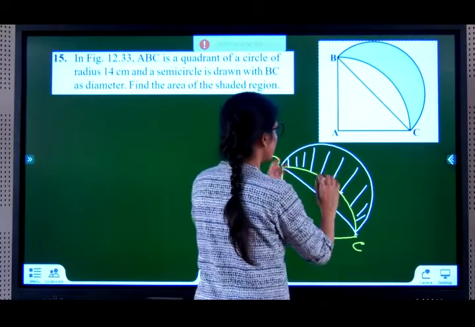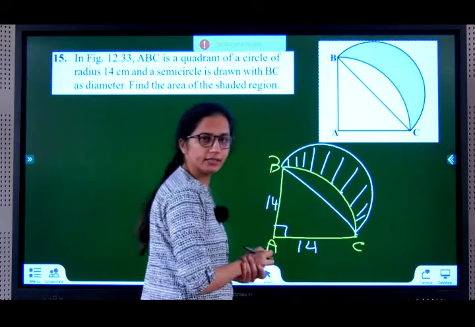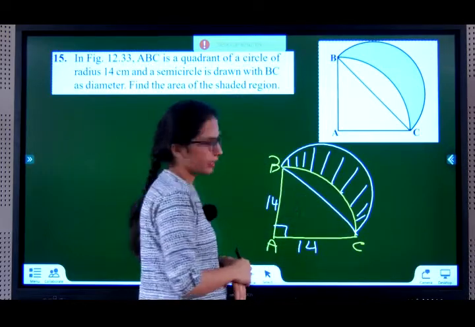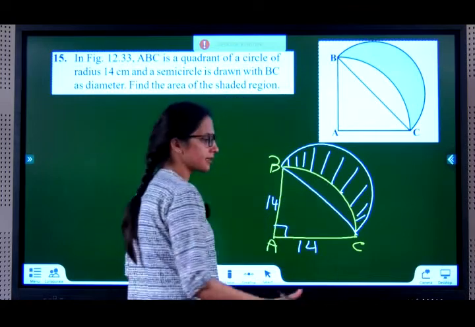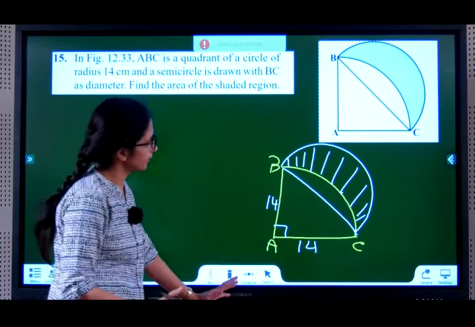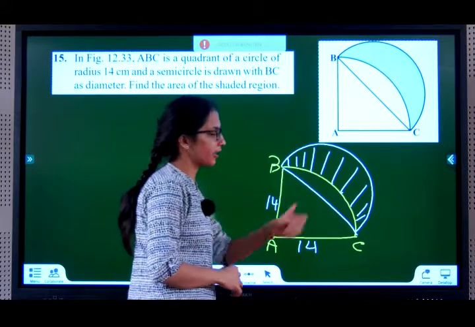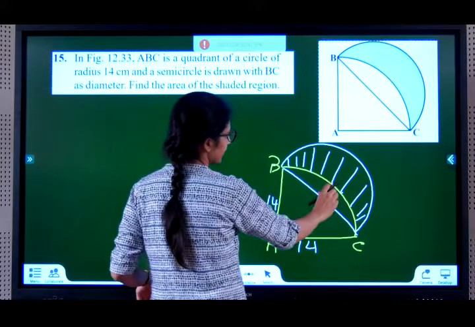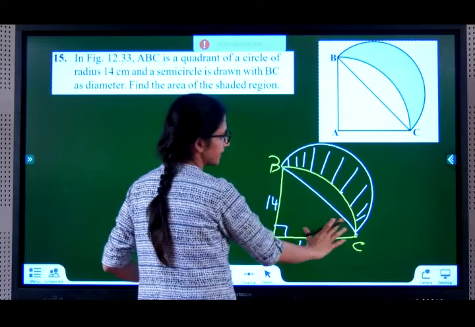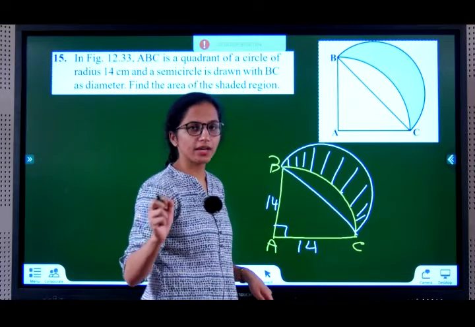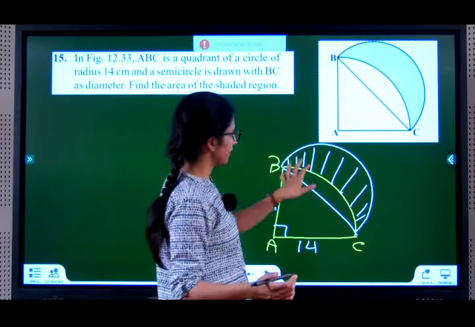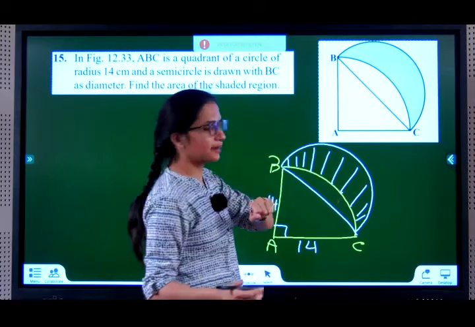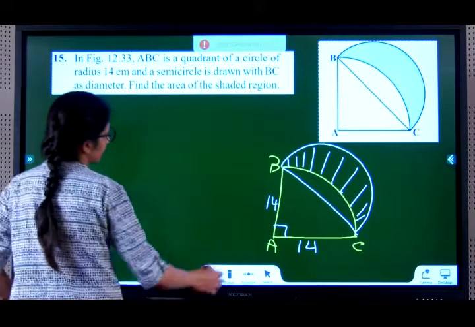Area of semicircle minus this segment is nothing but your required shaded region. How do I find the segment? First, treat this as a sector. Sector minus triangle will give area of segment. We already know that. So, I will first find area of segment, then I find area of semicircle and subtract the area of segment. Okay.